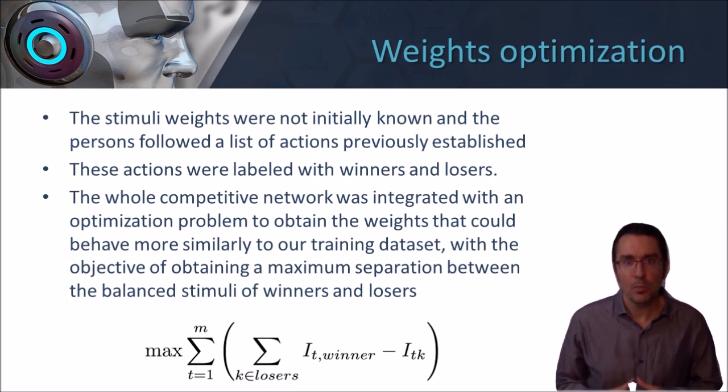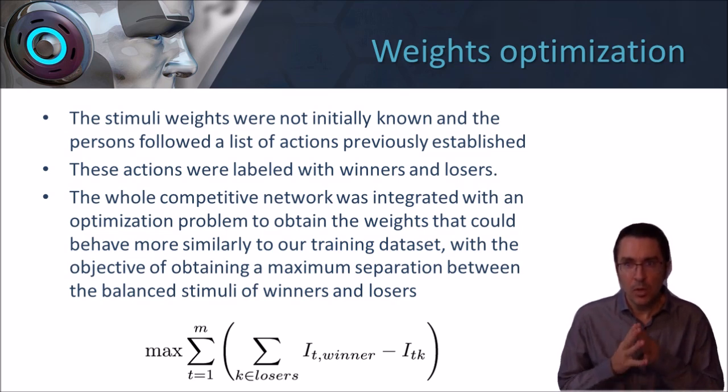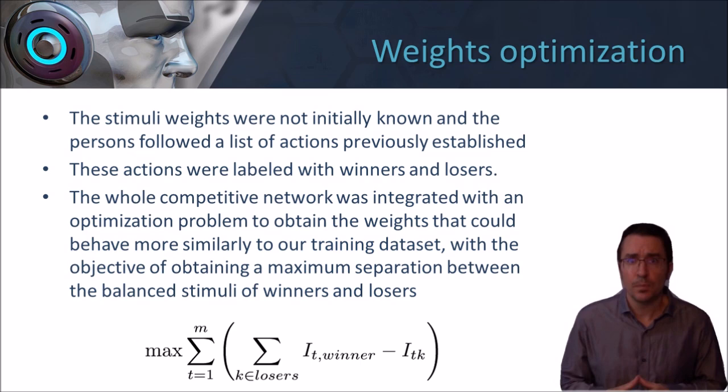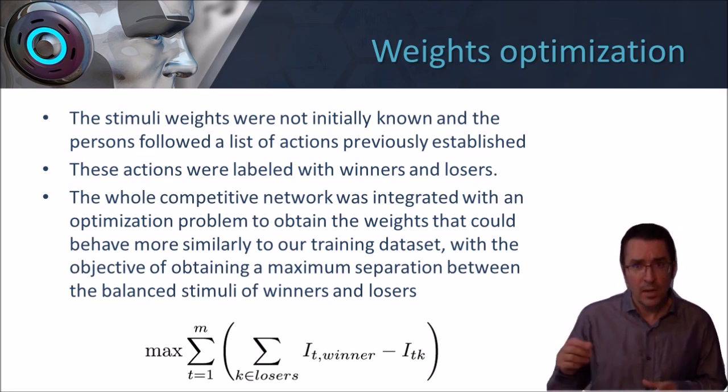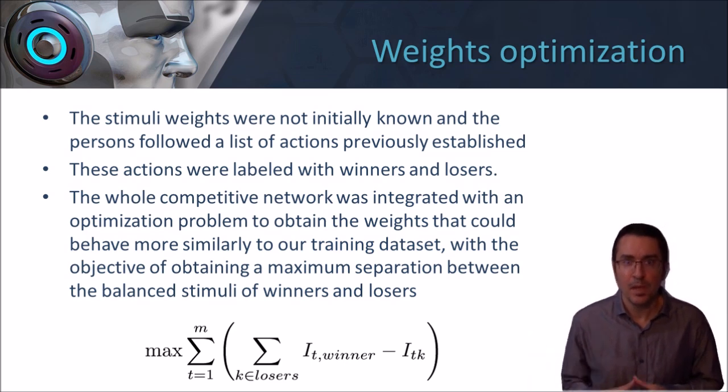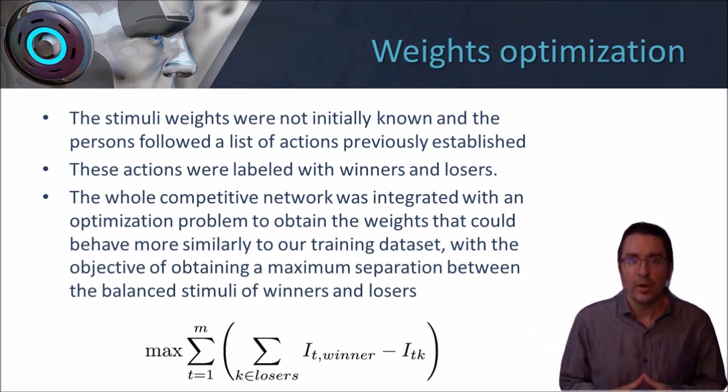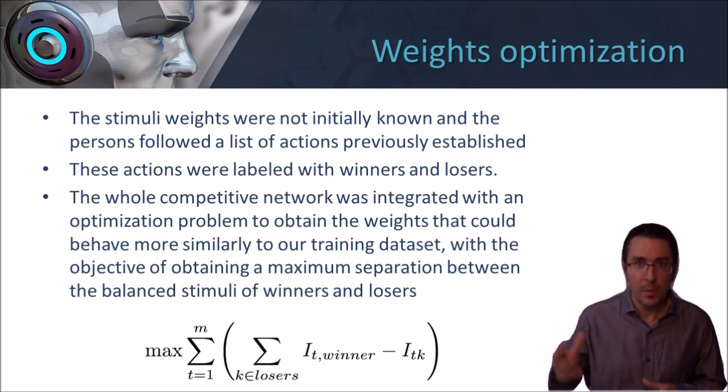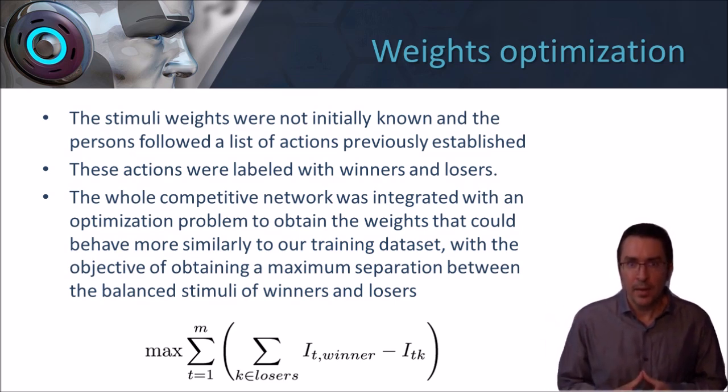The optimization problem is very important for our system because the stimuli weights are not initially known. So we defined a list of actions and manually labeled who the focus of attention should be. These actions were repeated by different people, and we integrated the competitive network inside the optimization problem.